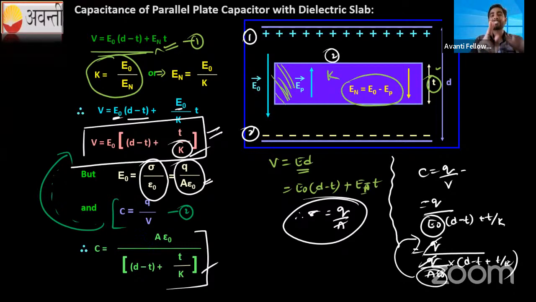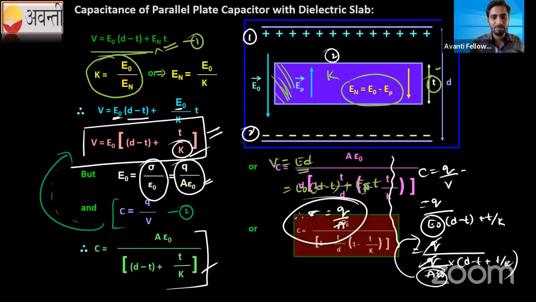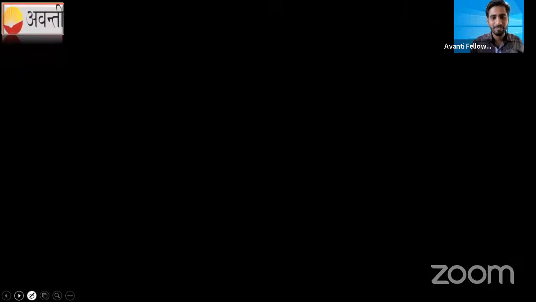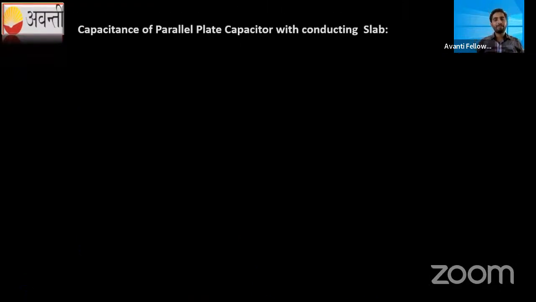This is the second thing which I'm introducing here. Keep this point also in your mind. Okay, done. And remember the value of C: A epsilon naught divided by D minus T plus T by K. Okay, this is very important when we are placing a dielectric slab. Clear, right? Leave everything else, this is enough. Okay, and we'll move on to the next thing.